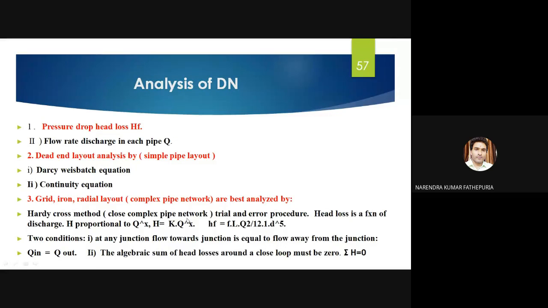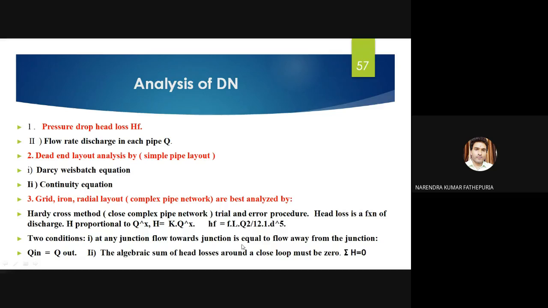We'll talk about the Hardy-Cross method: a closed complex pipe network, with a trial and error procedure. Head loss is a function of discharge, and head loss is proportional to Q to the power X. You can write H is equal to K into Q to the power X, where K is the head constant. And HF you will get through the Darcy-Weisbach equation, that is FL Q square upon 12.1 into D to the power 5. There are the two conditions, as I told you.